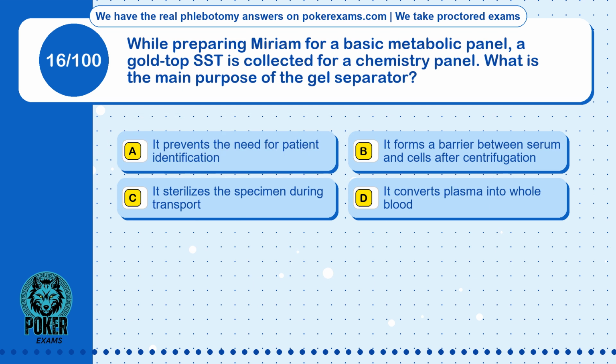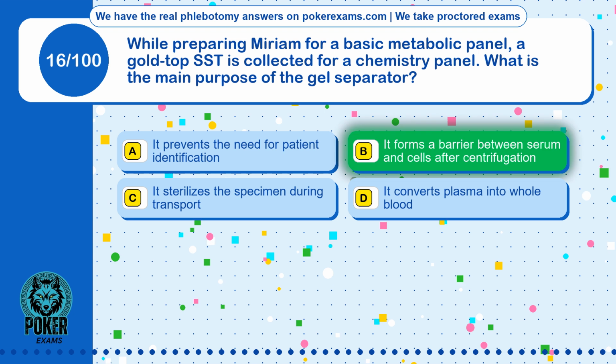Question 16. While preparing Miriam for a basic metabolic panel, a gold top SST is collected for a chemistry panel. What is the main purpose of the gel separator? Option A. It prevents the need for patient identification. Option B. It forms a barrier between serum and cells after centrifugation. Option C. It sterilizes the specimen during transport. Option D. It converts plasma into whole blood.